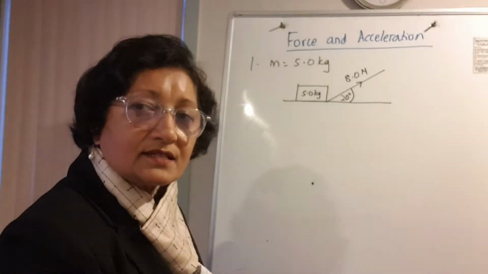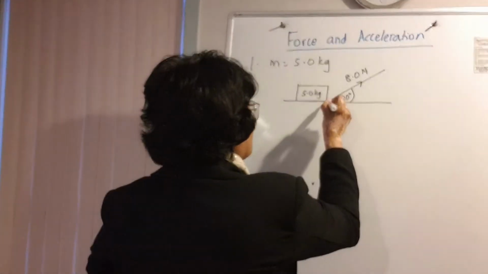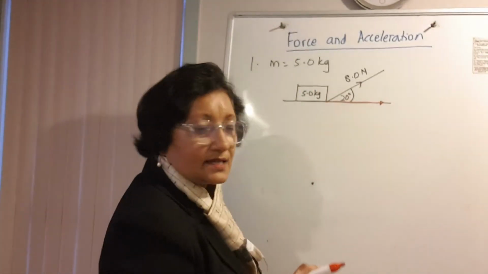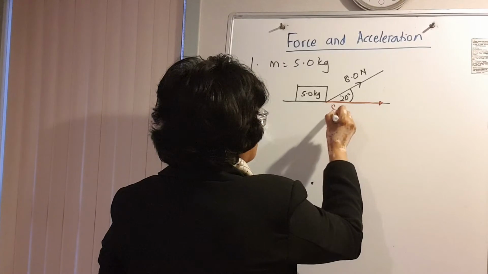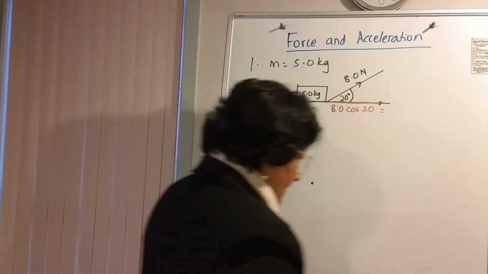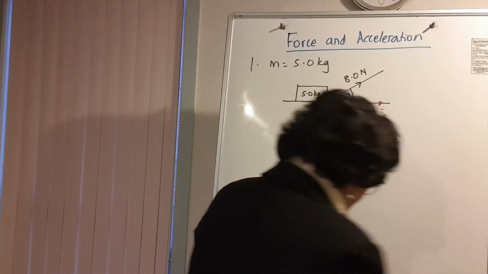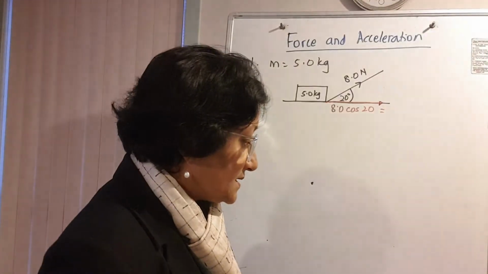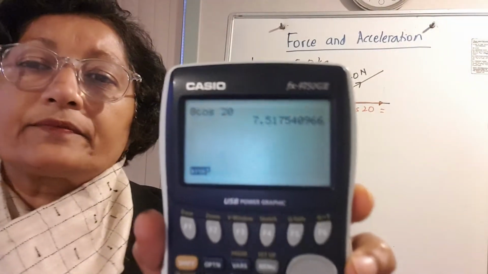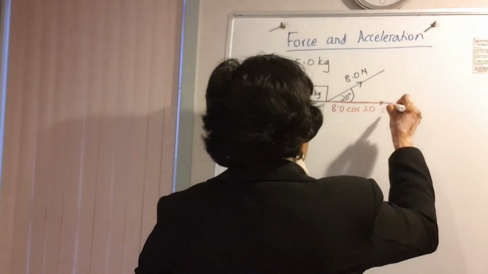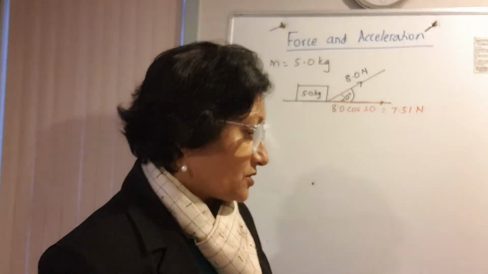Calculate the force component acting on the sledge along the icy surface. What they're really asking you is the horizontal component of the force here, because the sledge is moving horizontally, and the horizontal component is 8 cos 20. If I put that in my calculator, 8 cos 20 gives me 7.51. So that's the force in the direction of motion.